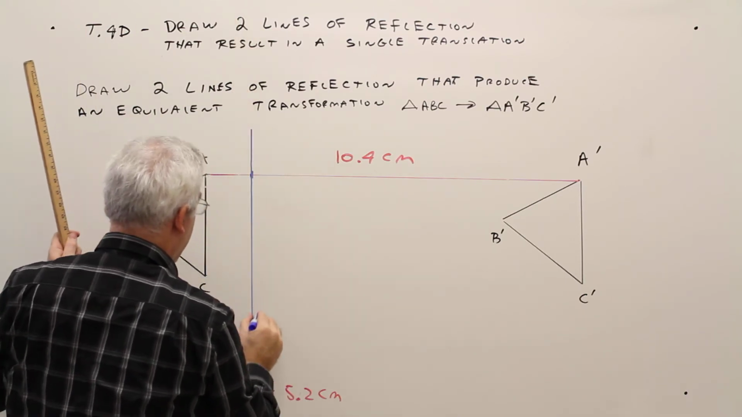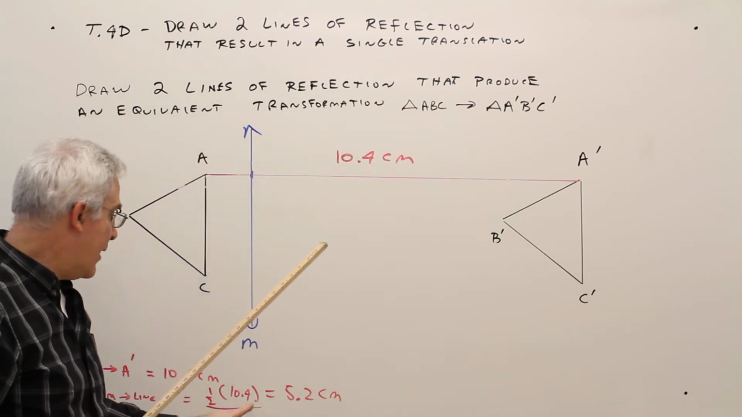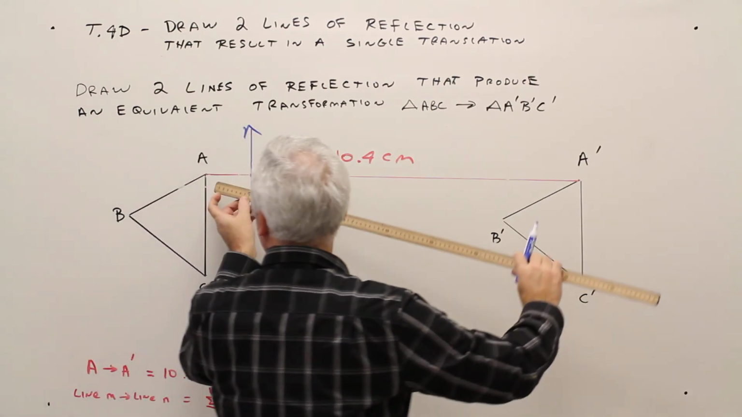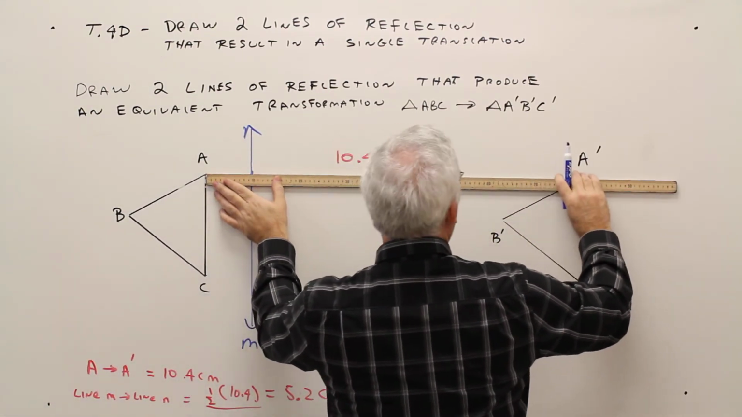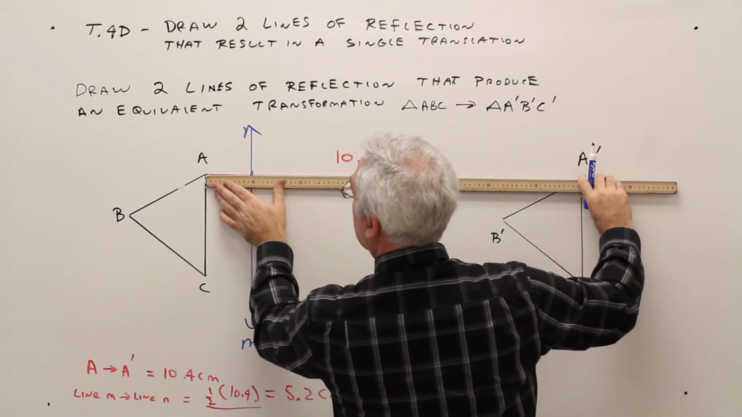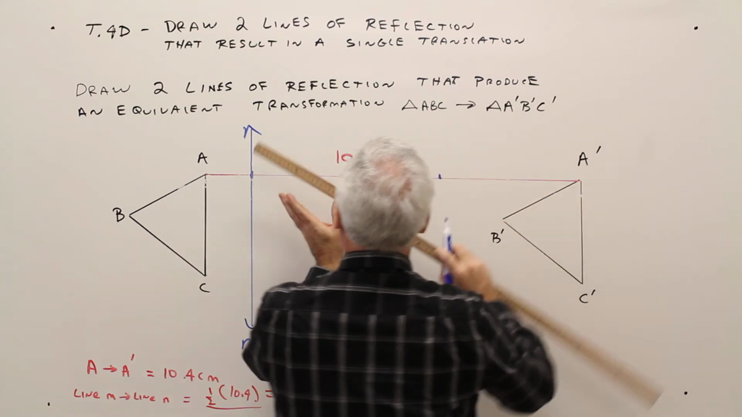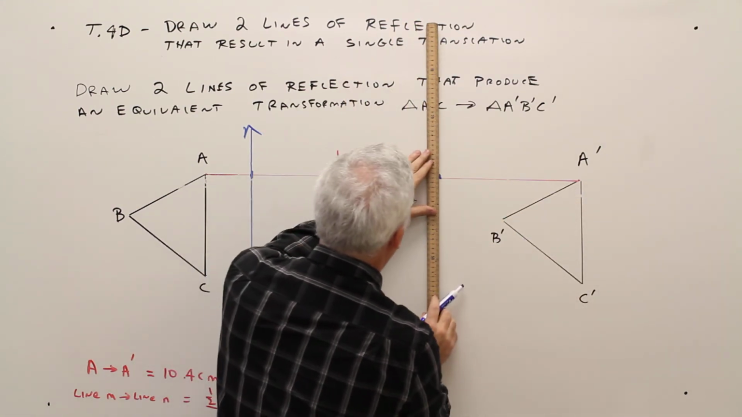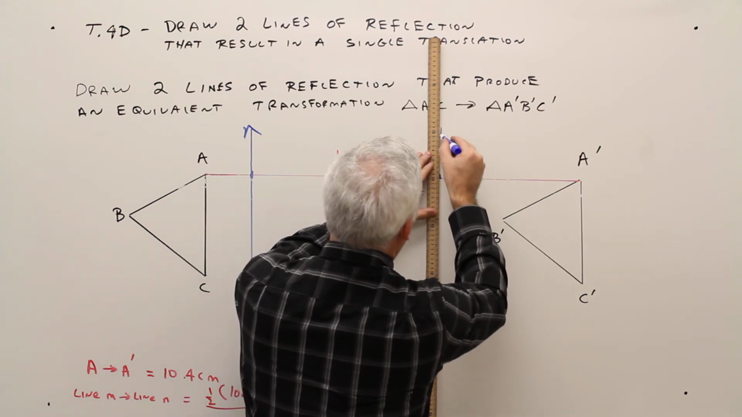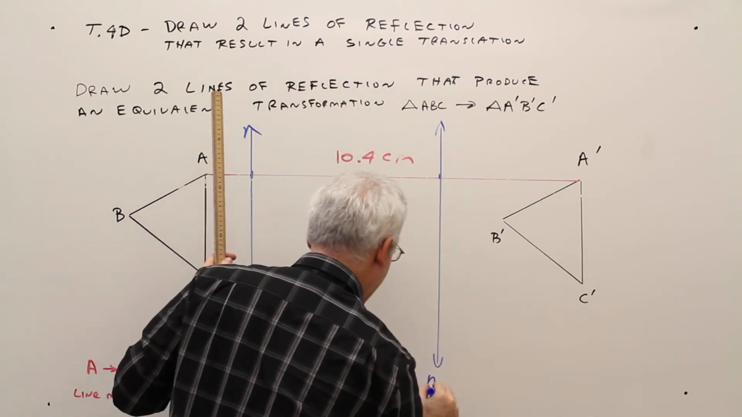And I'll just call this line M. Once I've established the first line, just go 5.2 centimeters away. Okay, so again, I'll have to measure this with my scale. So it's about 80, so half would be right there. Okay, so then again, same thing, going parallel to that line. And I'll call that line N.